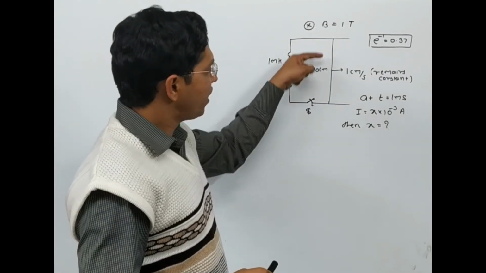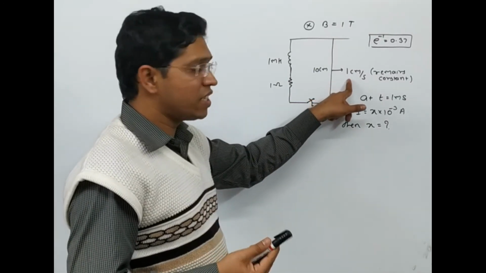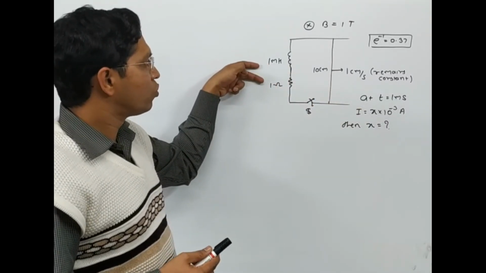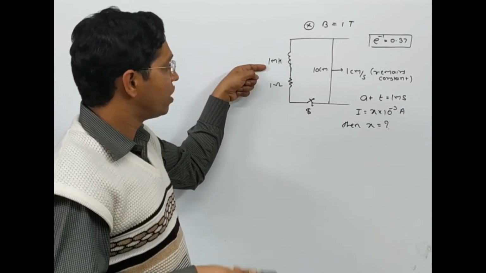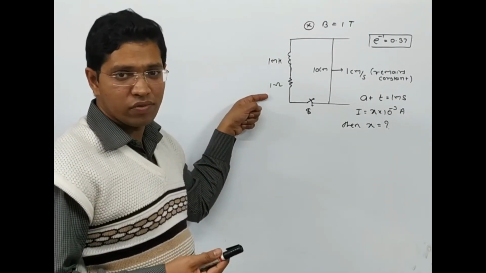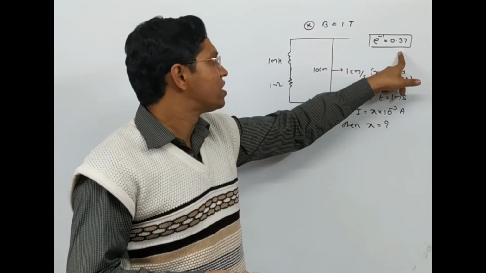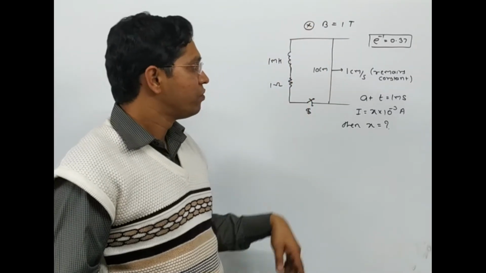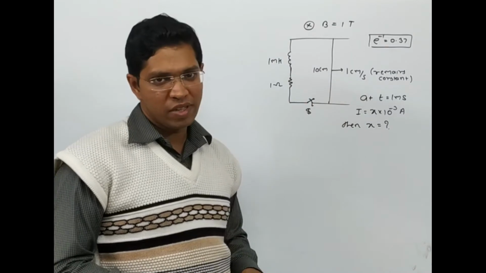Here, a perfectly conducting wire is moving with a constant speed of 1 centimeter per second. Its length is 10 centimeter. Here there are two components, one is an inductor, another is a resistor, having an inductance of 1 millihenry and resistance of 1 ohm. E raised to minus 1 is 0.37 is given. Magnetic field is 1 Tesla, which is going inside the board. And what we have to find is the current at t equal to 1 millisecond.